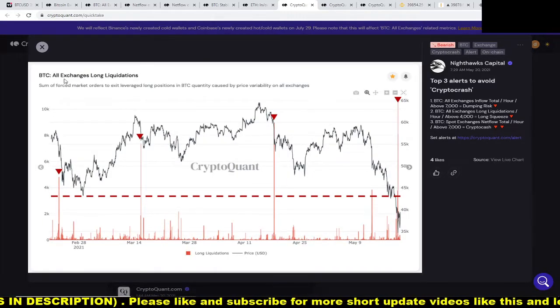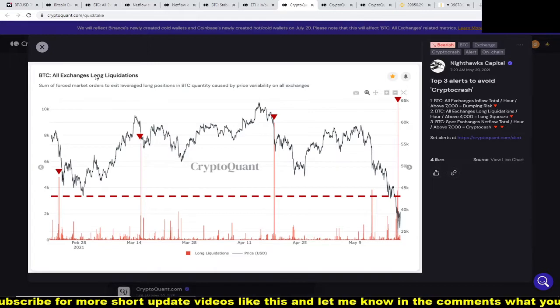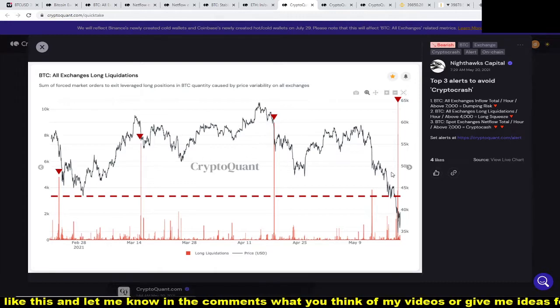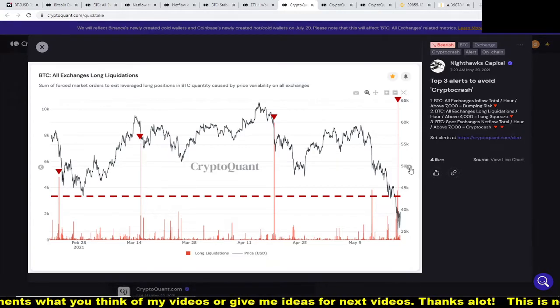So this one is another one. These are the long liquidations. So this is from the leveraged trading guys. So whenever you see spikes, the price drops. Spike, price drops. See? So here, spike, price drop. But this one is not so great.